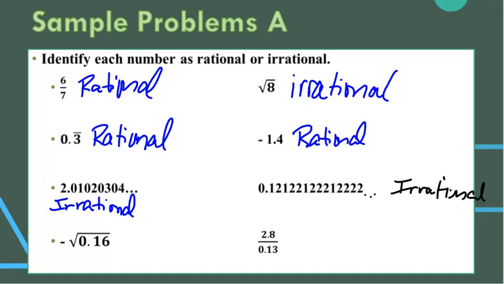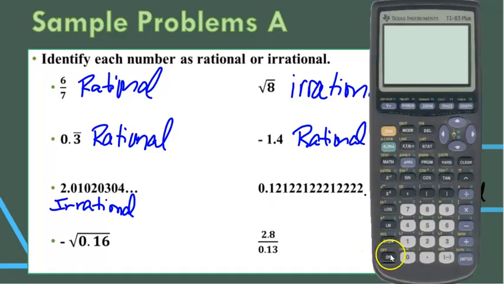Next, I have the negative square root of 0.16. Now for this one, if I take my calculator out and take the square root of 0.16, I get 0.4, which is a terminating decimal. So even though it has a radical, this would be like a perfect square. So we would consider this one to be rational.